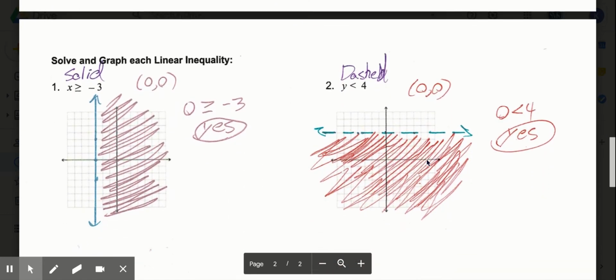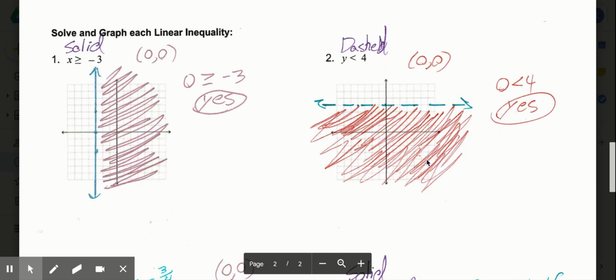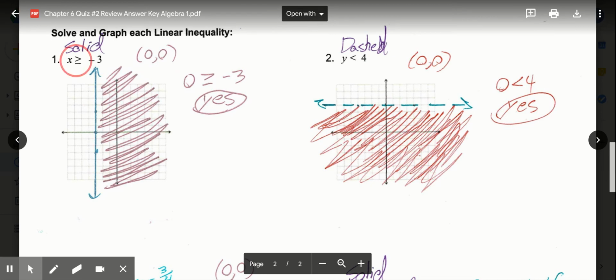And our last 4 examples deal with graphing our inequalities. So in this case, if x is related just to a value, we'll always have a vertical line. And we know in this case it'll be solid because it is or equal to. So right away I know I have a solid line, and it's going to be a vertical line at negative 3 because x is negative 3.